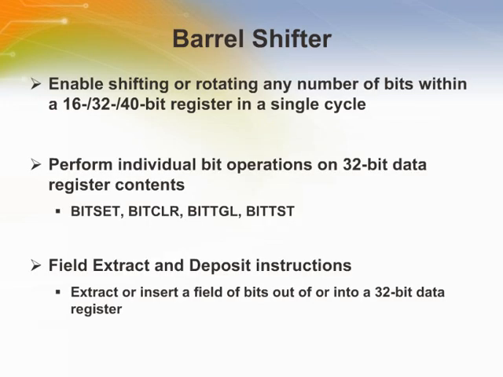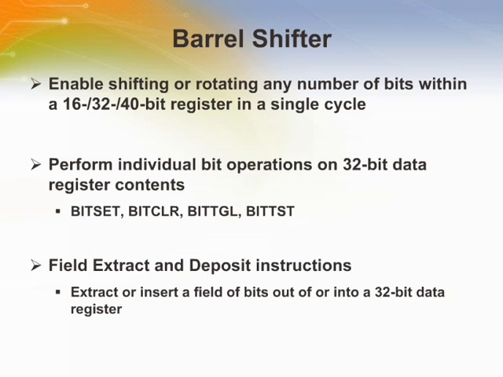The Blackfin processor also has a barrel shifter, which enables shifting and rotating any number of bits within a half register, 32 or 40-bit register, all in a single cycle. It's also used to perform individual bit operations on a 32-bit register in that register file. For instance, we can individually set, clear, or toggle a bit without affecting any of the other bits in the register. We can also test to see if a particular bit has been cleared.